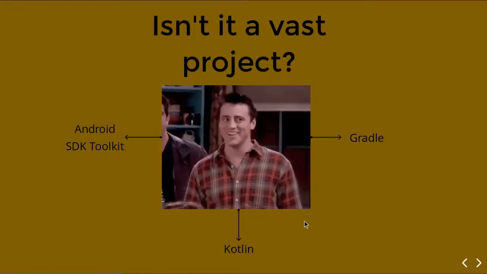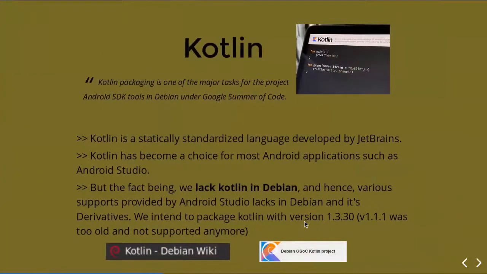Therefore, it was a prime concern to get Kotlin packaged so that we can have a taste of the latest upstream versions and do the work with more ease and efficiency. Why Kotlin? What makes Kotlin so special? Kotlin is a statically typed language developed by JetBrains. Kotlin has become a choice for most Android applications, such as Android Studio. But the fact was we lacked Kotlin in Debian, and hence all the features of Android Studio and many other packages were lagging.